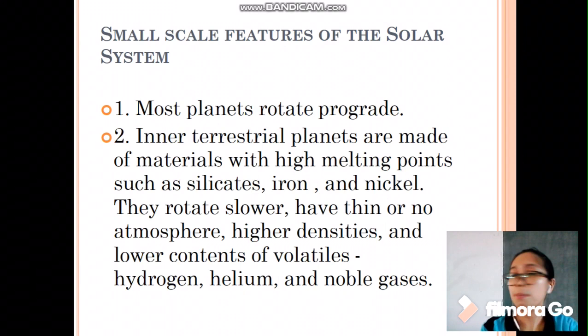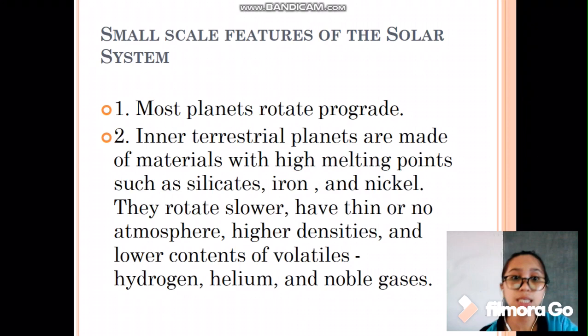Inner terrestrial planets are made of materials with high melting points, such as silicates, iron, and nickel. For example, the Earth, okay? Ang Earth, ang atong core, is mainly composed of iron element. That's why naa tay gravity. They rotate slower, have thin or no atmosphere, higher densities, and lower contents of volatiles: hydrogen, helium, and noble gases.